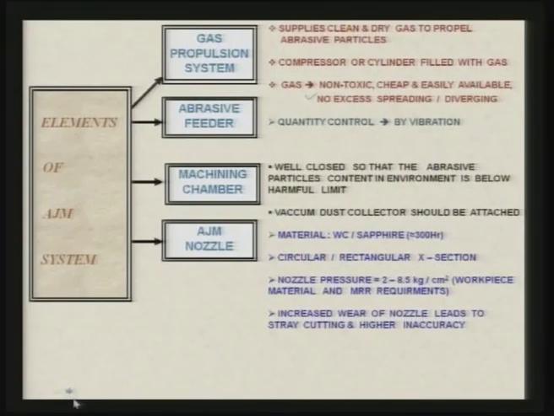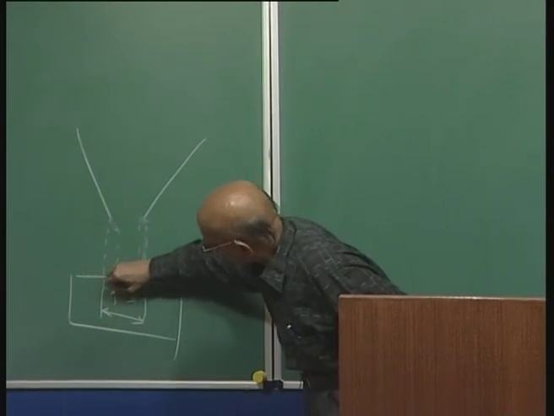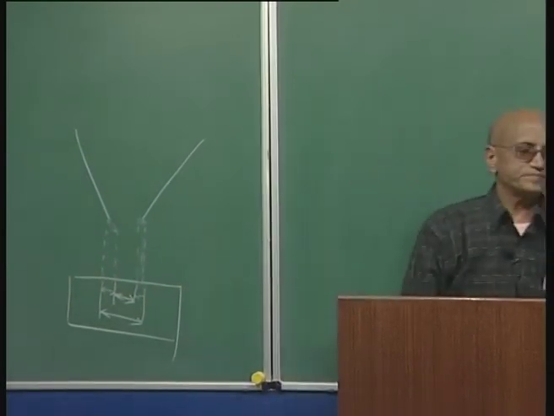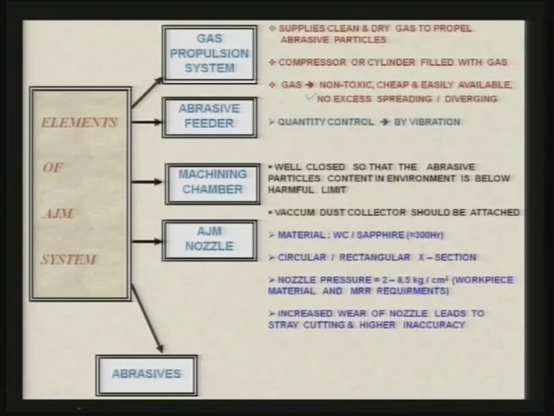So, this is known as stray cutting. This portion you can call stray cutting. Now, there are various types of abrasive particles which are used in the AGM process. Now, the question arises: how to control this stray cutting?